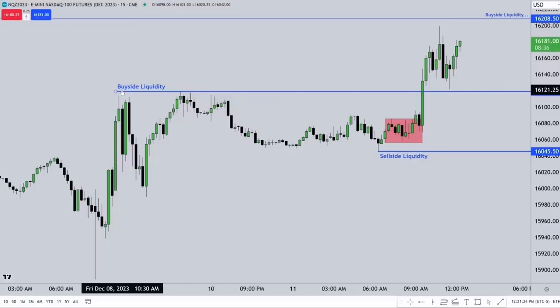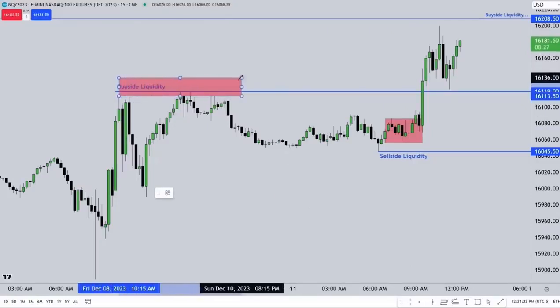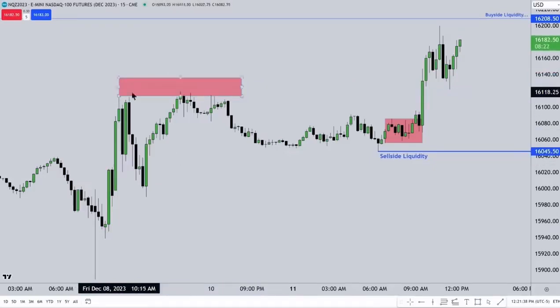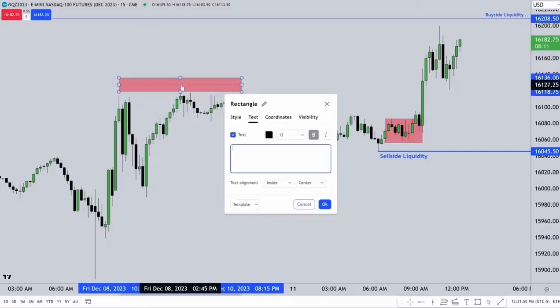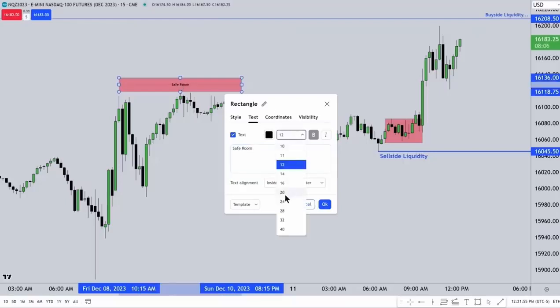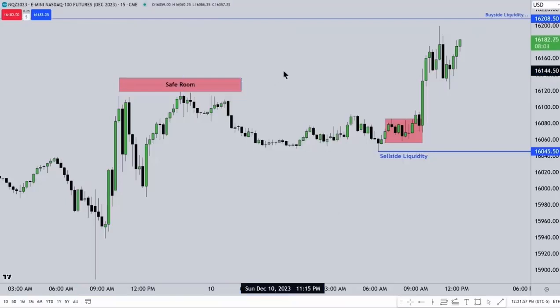So what happens is that retail-minded traders, they see this price action and they envision this little area right in here. This is their safety or safe house. That's this little area right here where they feel that if they go into the marketplace and they try to go short, they feel that this is a safe room. Okay?